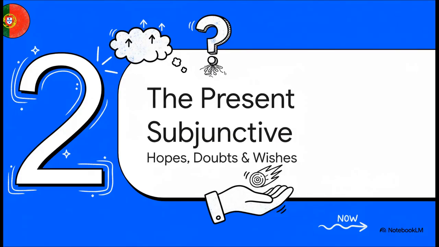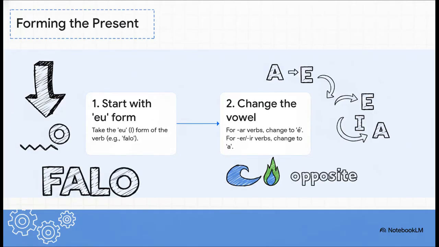Okay, so first stop on our journey, the present subjunctive. This is going to be your best friend. It's the most common, the most useful, and it's what you'll use for all your hopes, doubts, and wishes that are happening right now. And here's the really cool part. There's a super simple formula for building it. You literally just follow these steps.